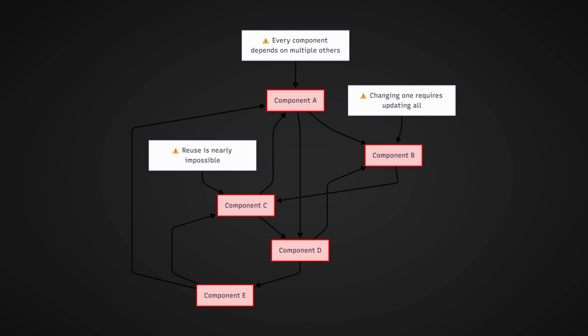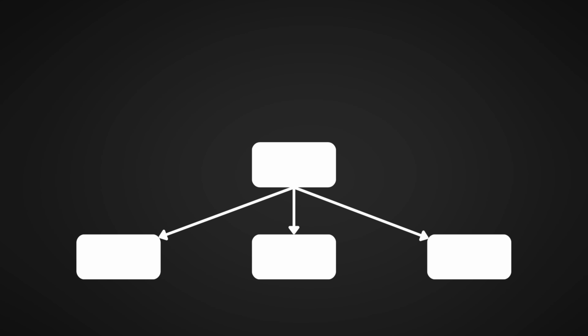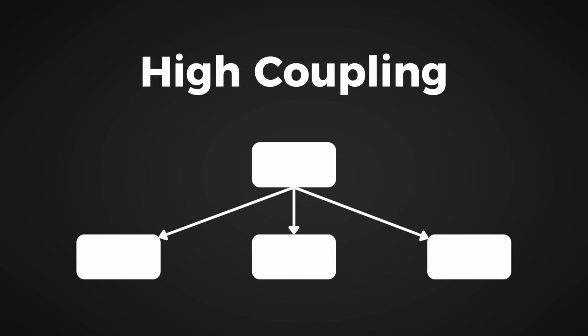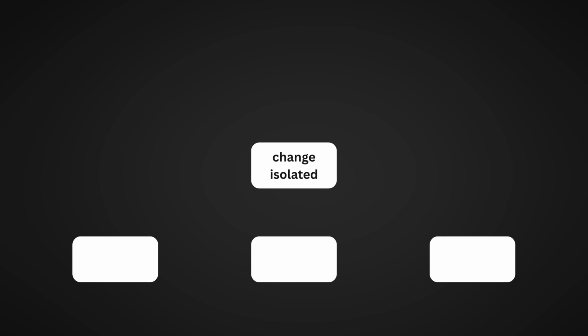Now for the first denominator, coupling. Coupling measures how different things in your system depend on each other. The more the things are connected, the harder it is to reuse them or change them. When one small change forces you to update several unrelated files, that's high coupling. And when it's easy to make a change without unnecessary changes somewhere else, that's loose coupling. And that's what we aim for.